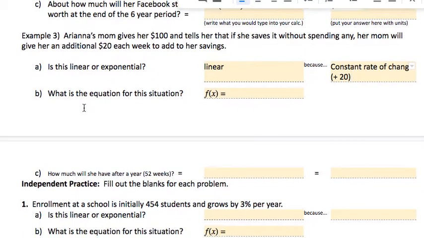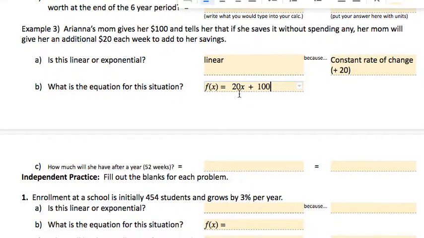So to write an equation for this situation, we're going to use y equals mx plus b, right? In this case, m is the slope, and the slope is the constant rate of change, which is positive 20. And so I'm going to put a 20 there. If it was going down, I would have used a negative number there. B is the start value, the y-intercept, and the start value here is the $100 that her mom gives her at the beginning.